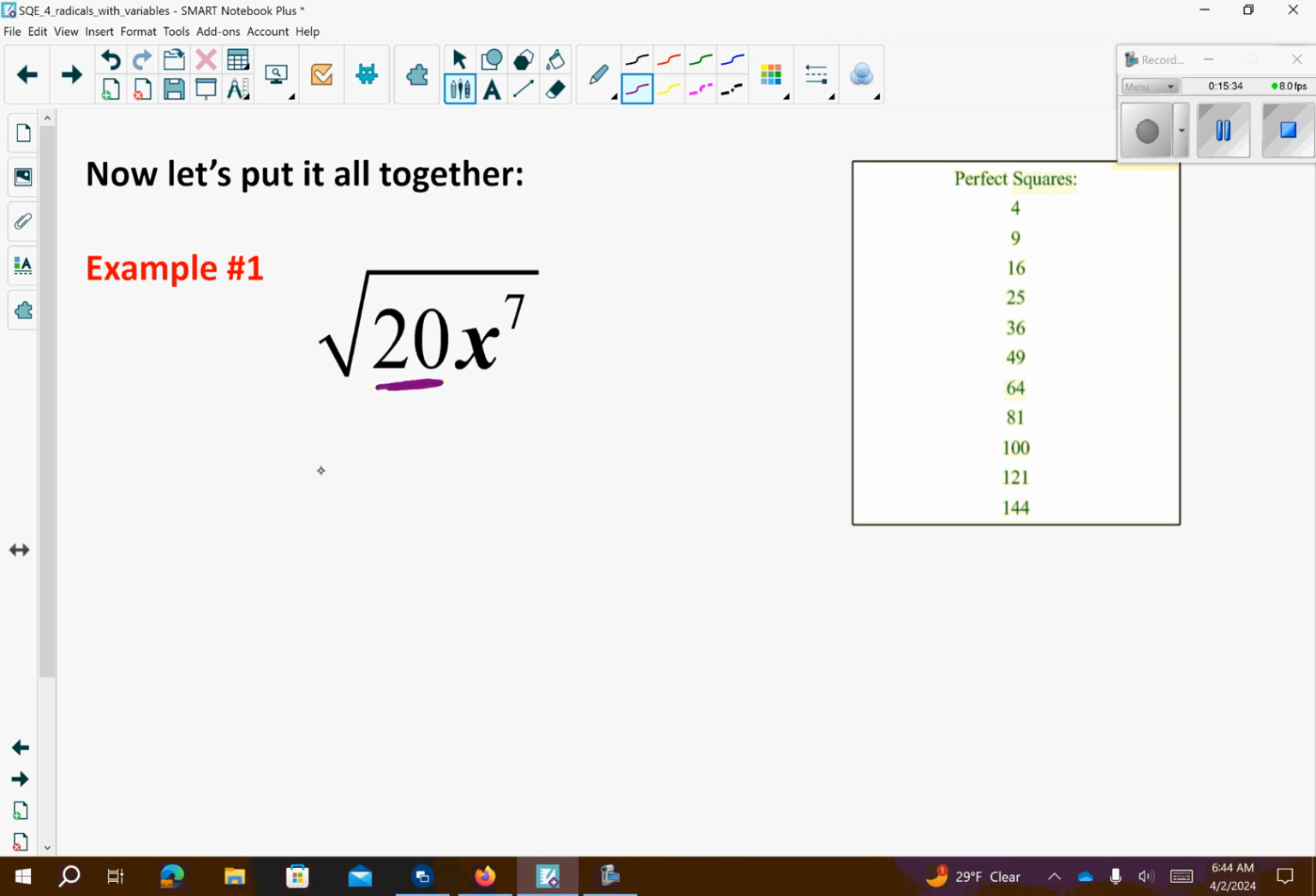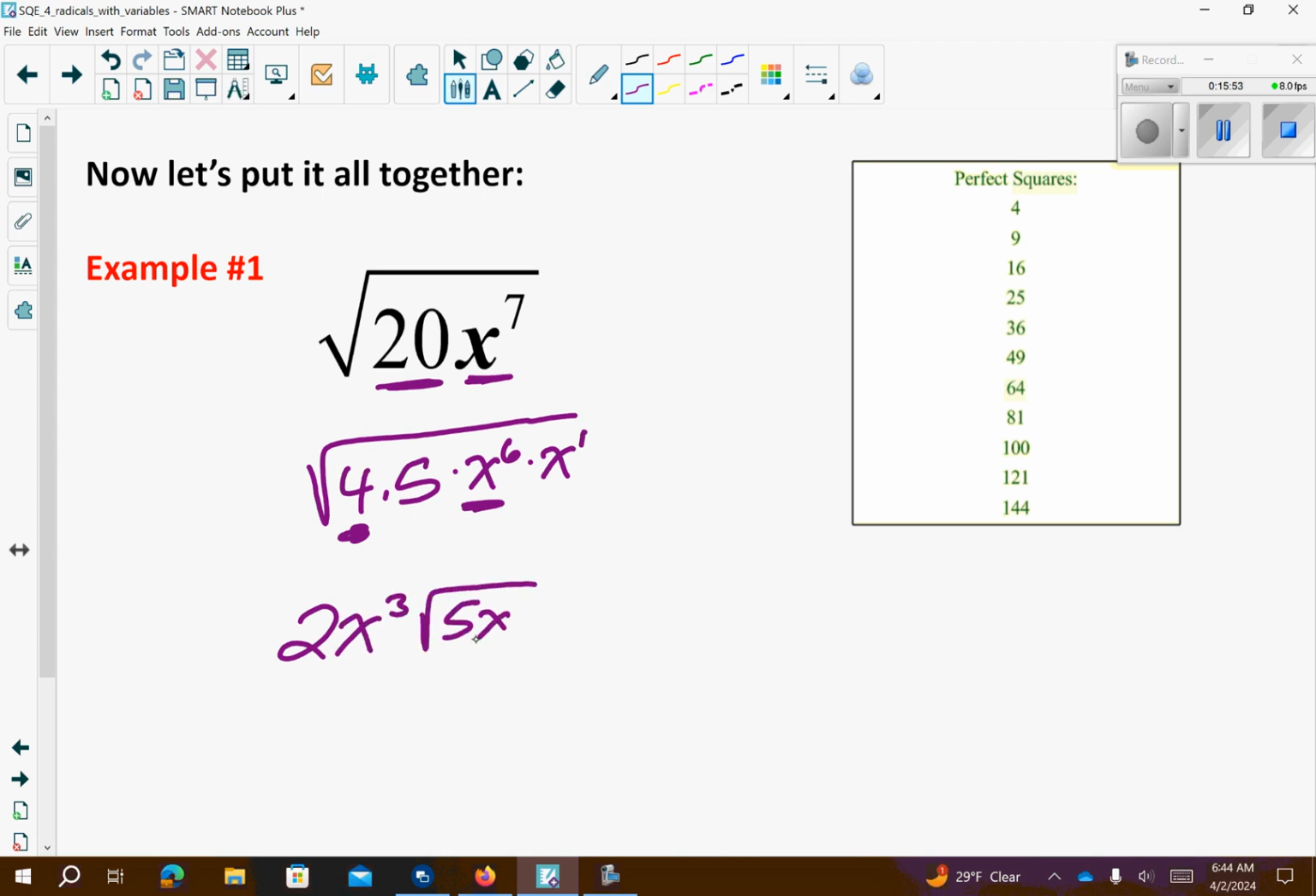Okay, so I'm going to break that up to 4 and 5. And then I'm going to break this up into x to the sixth times x to the first, because remember, if I add the exponents, that gets that. Square root of 4 is 2. Square root of x to the sixth will take half of your exponent, and then I get 5x to the first. There's my answer.